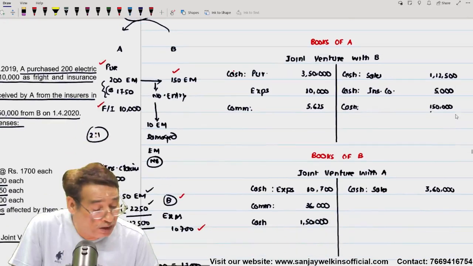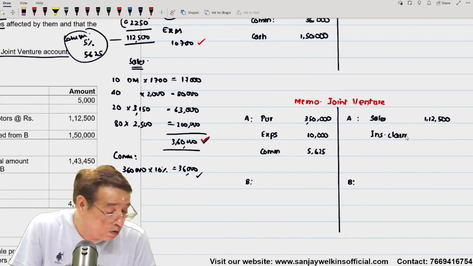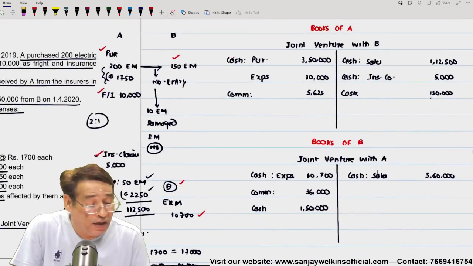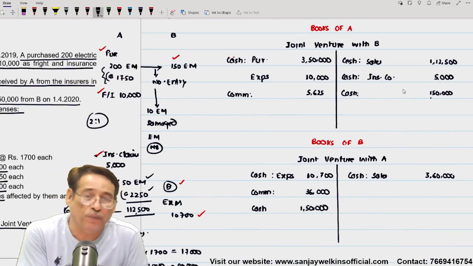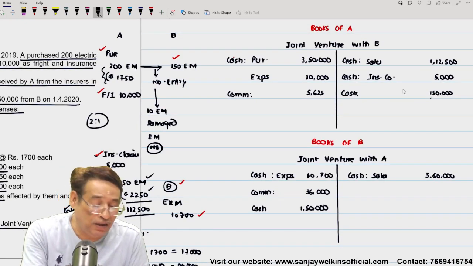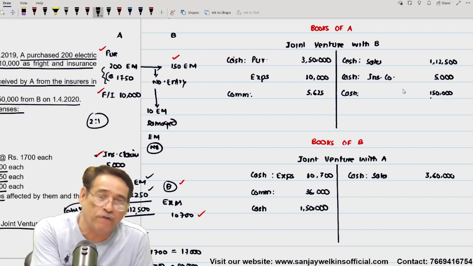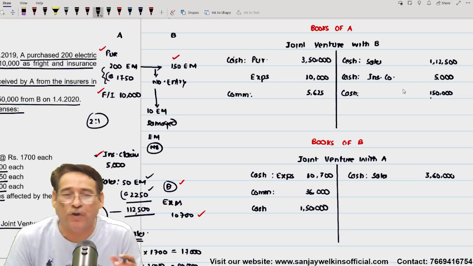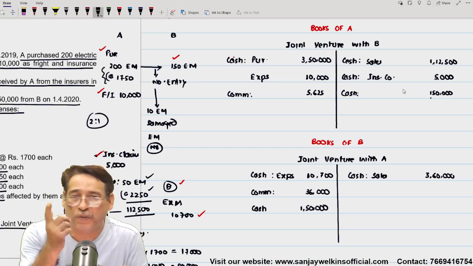And then I am going to write by insurance company, we have received some insurance claim, 5,000. Correct? And here we have written cash. It is very important. You are going to write all the items of the debit side which are appearing in these two sets of accounts towards the debit side of the memorandum joint venture. Similarly, all items which are appearing on the credit side will have to be put on the credit side of the memorandum joint venture. But you will have to be cautious with respect to one item.